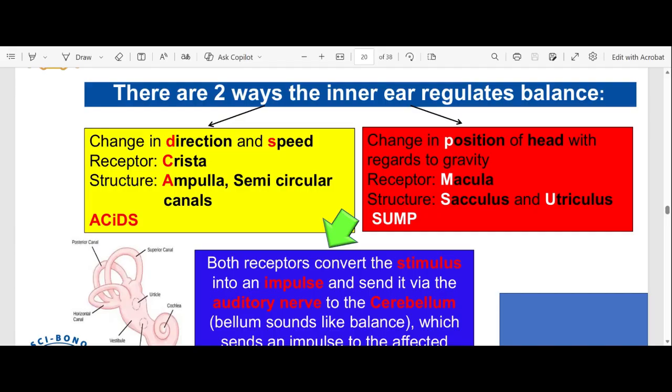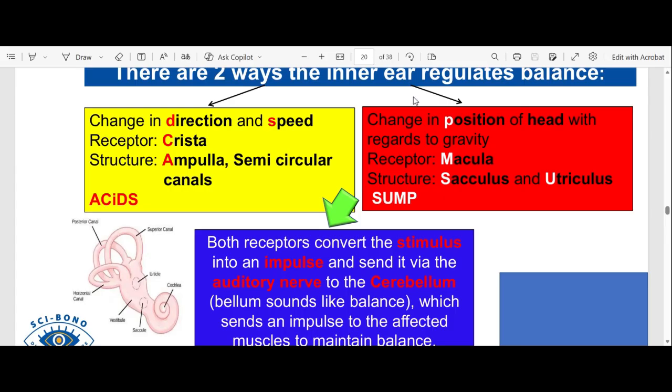Okay. Now let's go to the second way. I will explain both ways in detail. Now let's go to the second way in which our semicircular canals, or our ear, maintains balance, right? So the second acronym is SUMP. So the change in the position of your head, with regards to gravity, stimulates the receptor called what? The maculae.